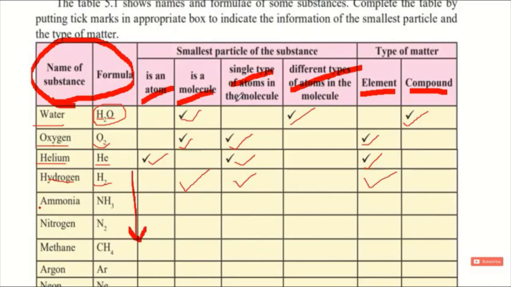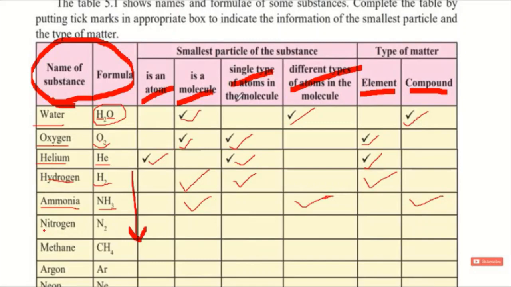Next one, ammonia. Formula NH3. As nitrogen and hydrogen atoms are present in ammonia formula, hence, ammonia is a molecule. As nitrogen and hydrogen are present in ammonia, hence it is a different types of atoms in the molecule. As different types of atoms are present in the ammonia molecule, hence it is a compound.